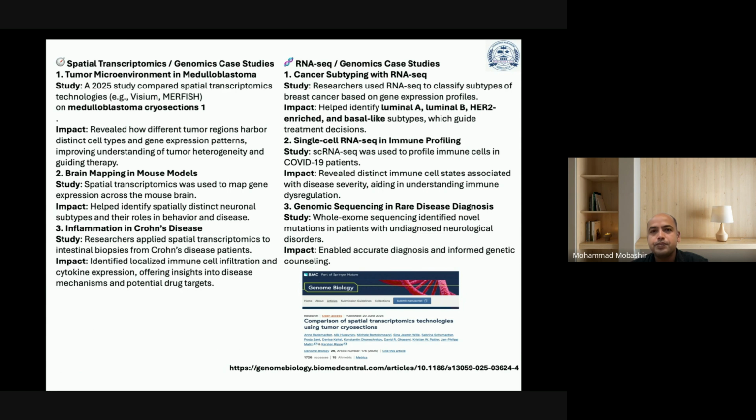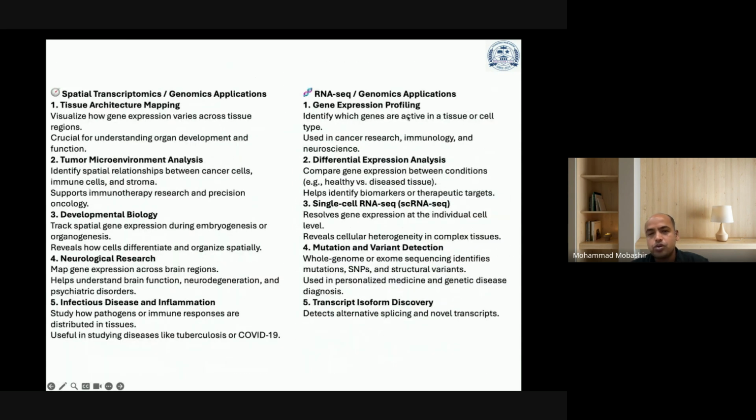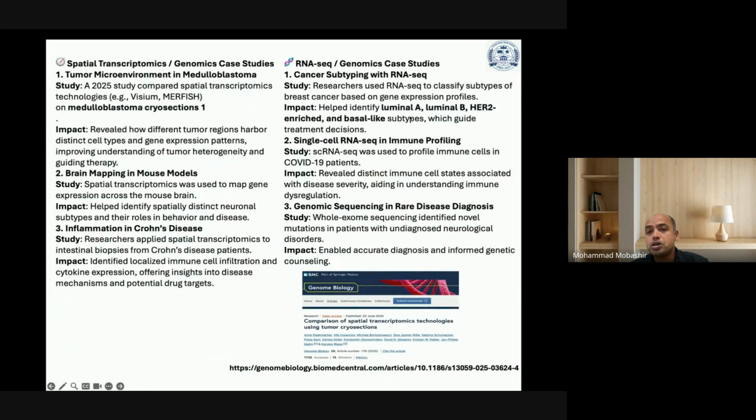Drug targets. Now, RNA-seq is quite common, so there is nothing much to describe. And if you want to study a full-fledged, detailed comparative analysis between spatial transcriptomics and normal NGS, next-gen sequencing, then this is one of the reference papers for which I have included the screenshot, and this is the link.